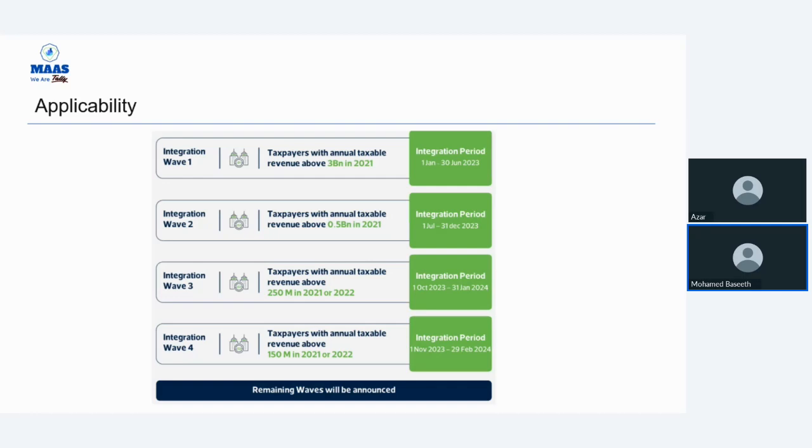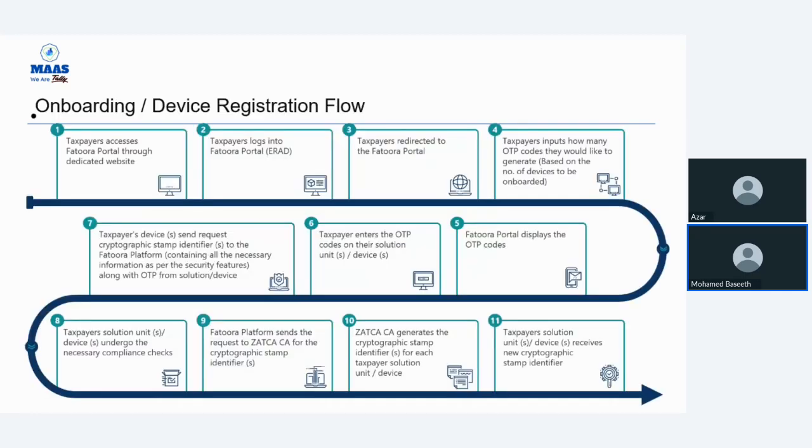Now, once that is done, what they will do is something called onboarding or device registration. Basically, from whatever system we are going to issue the e-invoice for phase 2, a device or a computer has to be registered with the Zatka portal, that Fatoora portal. Okay, so that is the flow here.